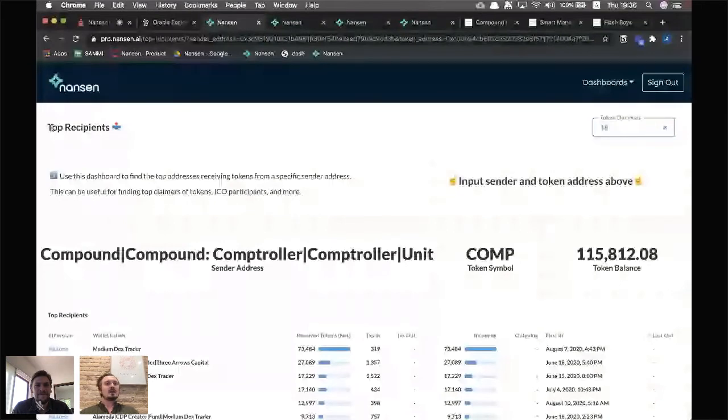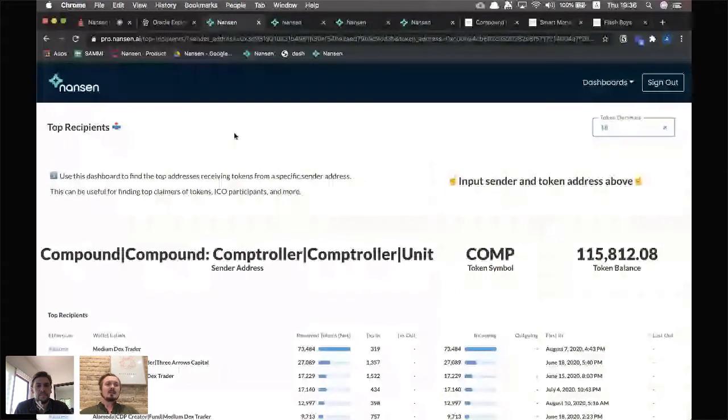And so the first thought I had was, well, I'm going to look at the Top Recipients dashboard and look at who are the people who have been farming the most COMP, because that reflects people who have been putting a lot of money into the Compound platform, or who have also taken on a lot of debt, because that's how you accrue COMP, by yield farming COMP effectively.